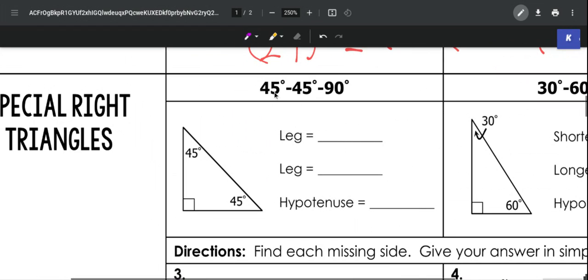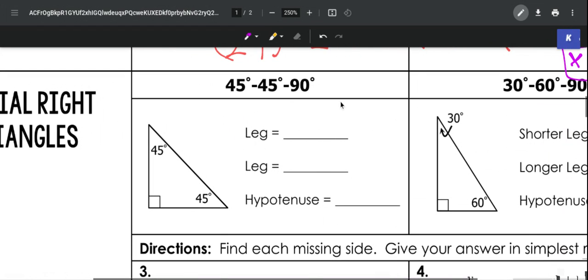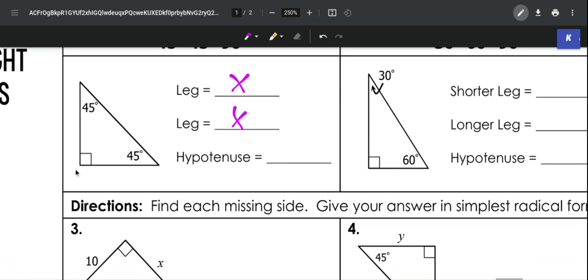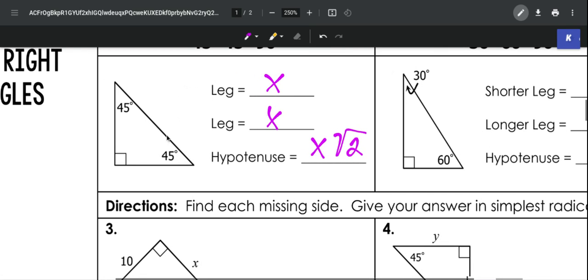So when we have a 45, 45, 90, which just means, as you can see here, we've got a 45-degree angle, 45-degree angle, and then that gives us a 90-degree angle. So when you have a 45, 45, 90 triangle, each of your legs are both x, meaning that they're the same number. And then your hypotenuse is x radical 2. And you'll see how we use these in a second. So this is something you're going to need to know.